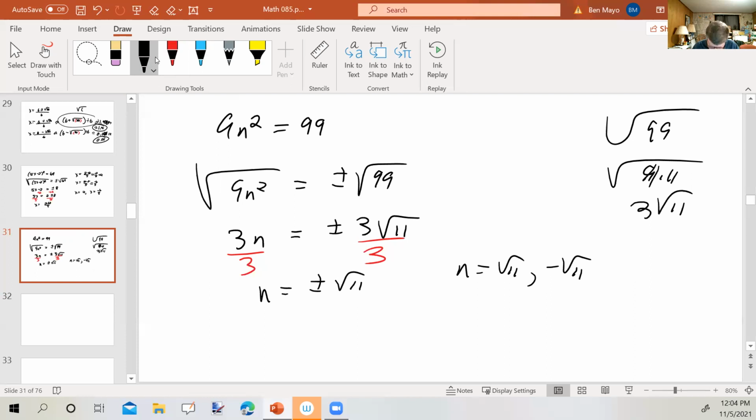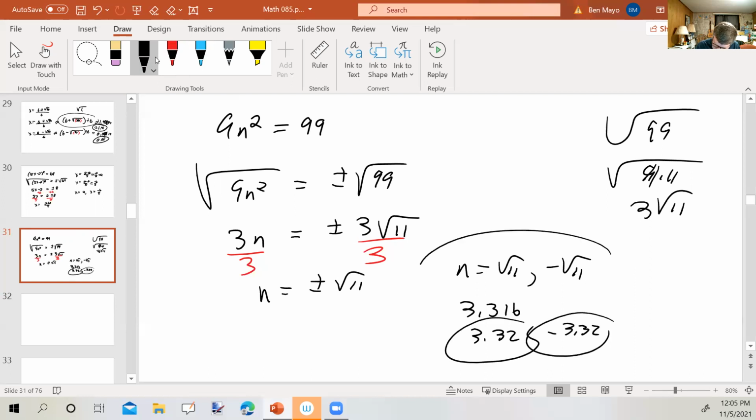And if we want to do decimal approximations, the square root of 11 would be 3.316, so 3.32. And the square root of negative 11 would be negative 3.32. Okay. Let's see here. Try this one.